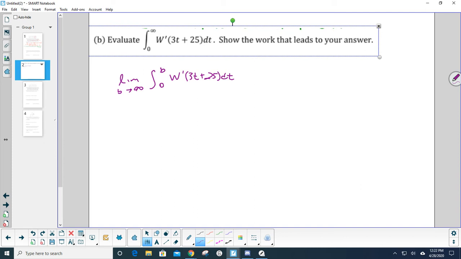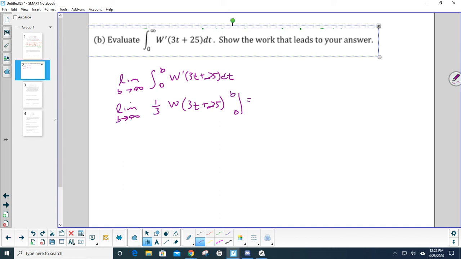Now, if I am going to antiderive this, I've still got this limit sitting out here. And again, chain rule comes in because you have this. If I'm going to antiderive this, I have to have a 1/3 out front, because that 1/3 is going to take care of that 3 with the t. And then I'm just going to have w of 3t plus 25, going from 0 to b. If you want to check it, if you take the derivative of this, the derivative of the inside is 3, and the 1/3 will take care of the 3. So that's where that 1/3 comes from.